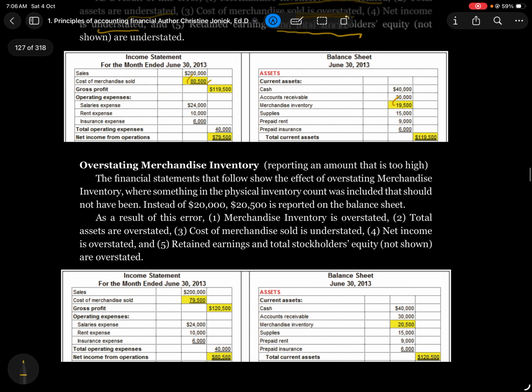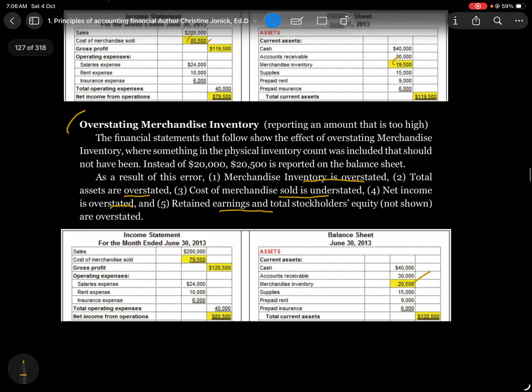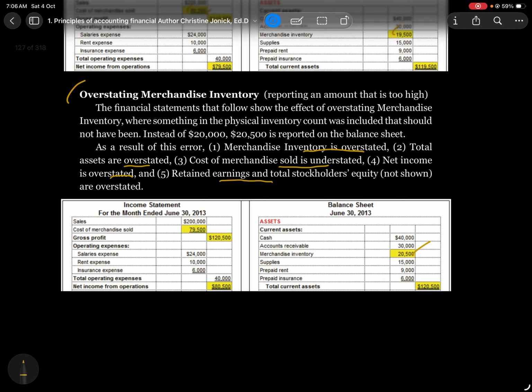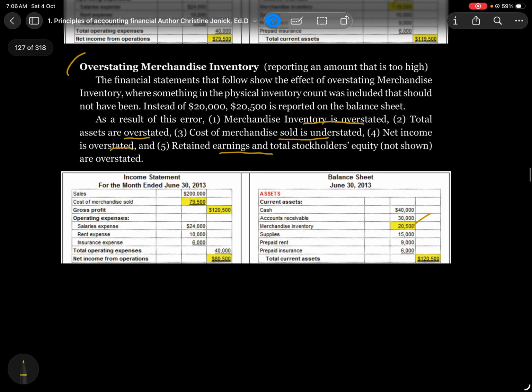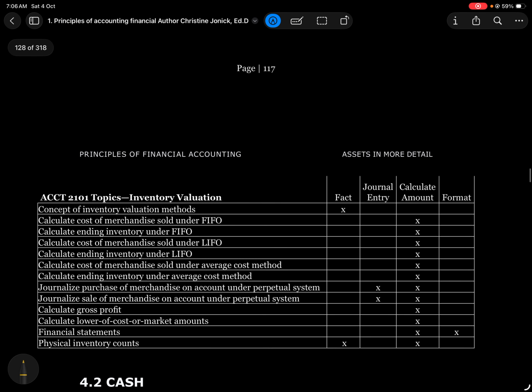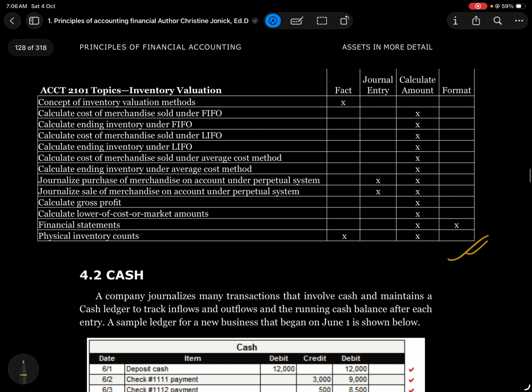When we overstate merchandise, so if it was 20,500, what would happen? Of course our inventory is overstated, total assets are overstated, and our COGS is understated, hence our profit will increase, right? And retained earnings and total equity will also increase, right? So physical inventory affects overall financial information, right? So these are the things that we have covered.